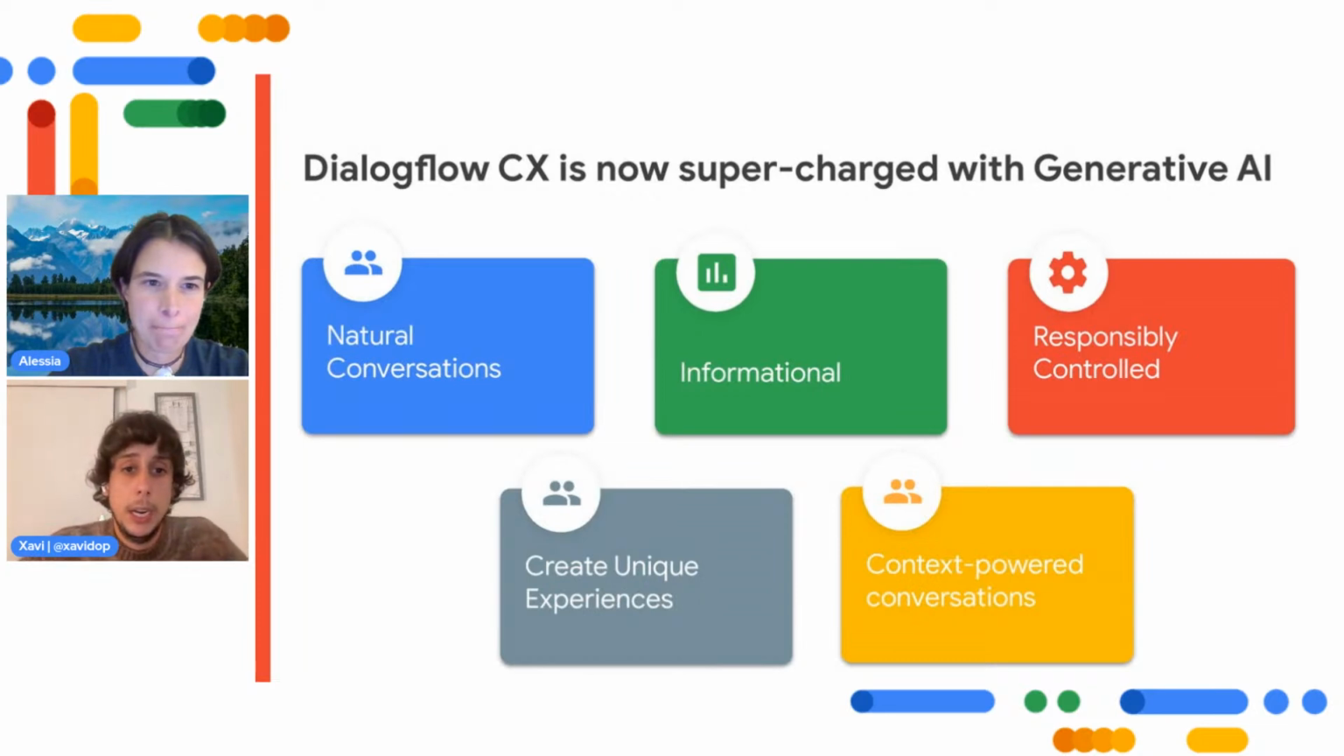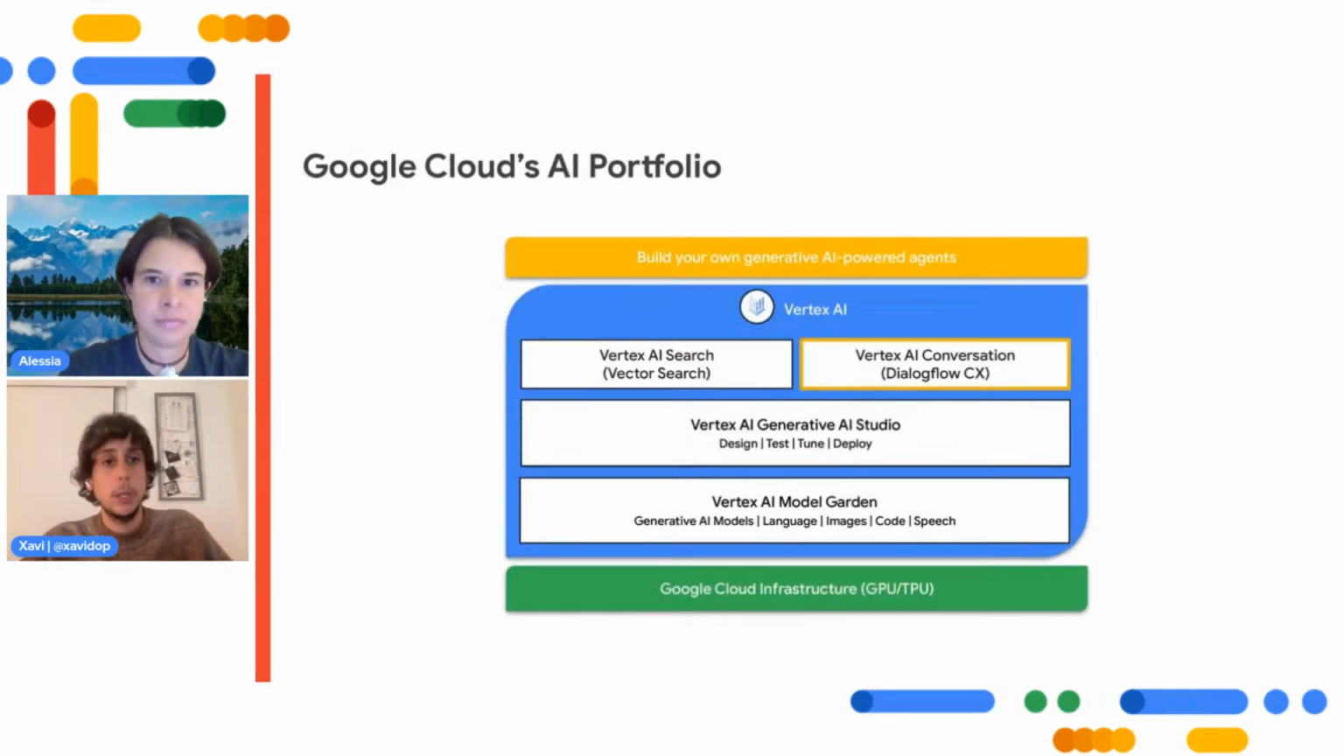Of course, responsibly controlled. When we talk about generative AI, there are some concerns that we will discuss a little bit later. But everything responsibly controlled. At the end, overall, the main goal of this is to create unique experiences and to create conversations that have better context control. Once we are talking to people, there are things that are implicit, but once you are talking about assistants, there are things that are not implicit, and generative AI will help us on that front.